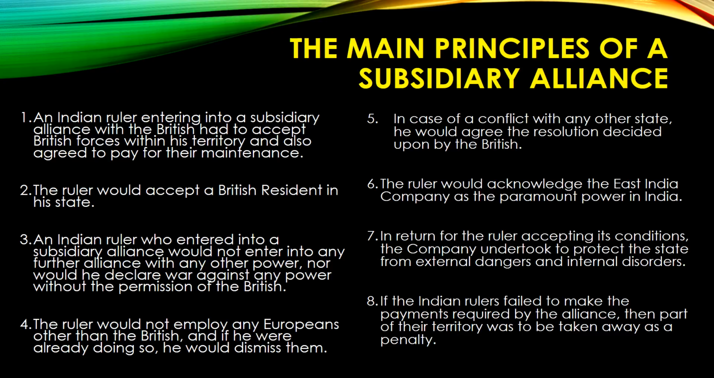The ruler would not employ any Europeans other than the British, and if he were already doing so, he would dismiss them. In case of a conflict with any other state, he would agree to the resolution decided upon by the British. The ruler would acknowledge the East India Company as the paramount power in India. In return for the ruler accepting its conditions, the company undertook to protect the state from external dangers and internal disorders. If the Indian rulers failed to make the payments required by the alliance, then part of their territory was to be taken away as a penalty.